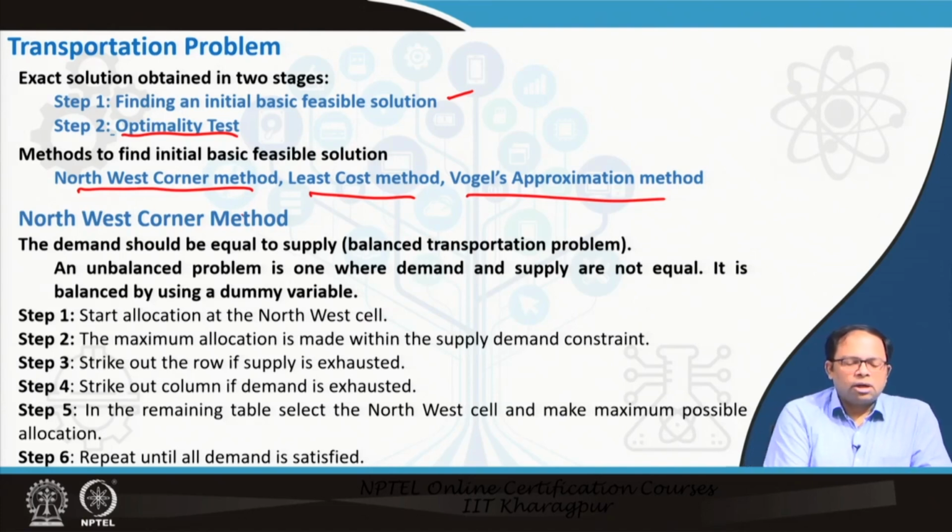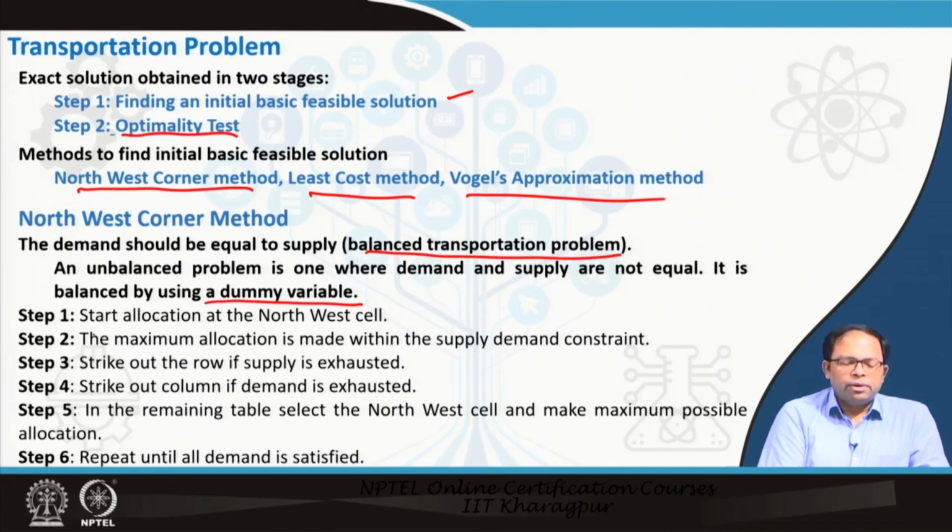So the northwest corner method requires that the demand should be equal to supply. This is a balanced transportation problem. That means the total amount of supply and demand has to be the same, but sometimes it is not. So we have to make an unbalanced problem into a balanced problem, and this is possible by introducing a dummy variable. I will show at the end how to balance this unbalanced supply and demand. But to solve the problem, we have to have a balanced problem.